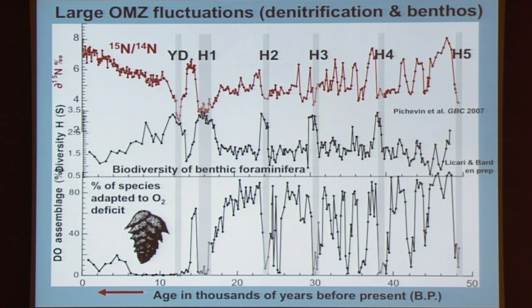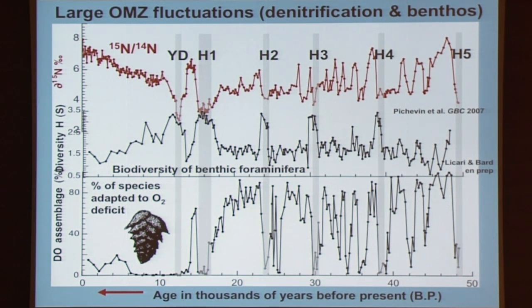There was no denitrification. And this is just to illustrate how large the changes can be. We can see that even in the biodiversity of the organisms of the benthos. So this is an index of the biodiversity of the benthic forams. This is taken from work that we are conducting in my group with Laetitia Licari at CEREGE in Aix, and she counted the numbers of benthic foraminifera and showed that, obviously, it increased very much when the oxygen was replenished, when the OMZ was almost absent.